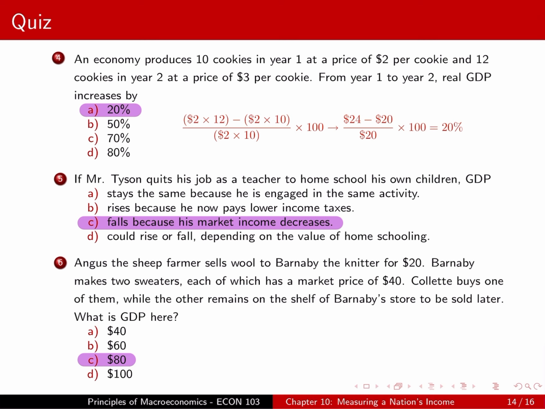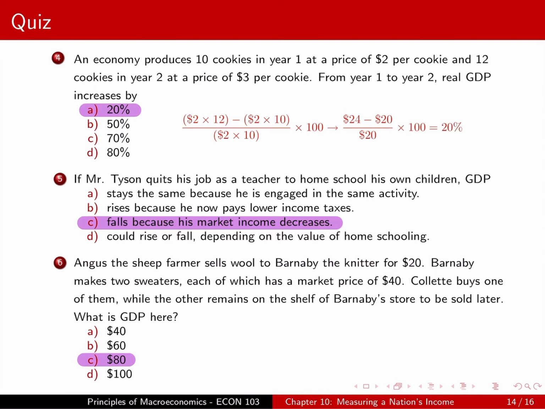Real GDP for year 1 is $2 times 10 equals $20. The real GDP for year 2 is $2 times 12 equals $24. To find the growth rate of real GDP, we take the real GDP year 2 minus the real GDP year 1 divided by real GDP year 1 times 100%. That equals 20%. So the answer is A, 20%.